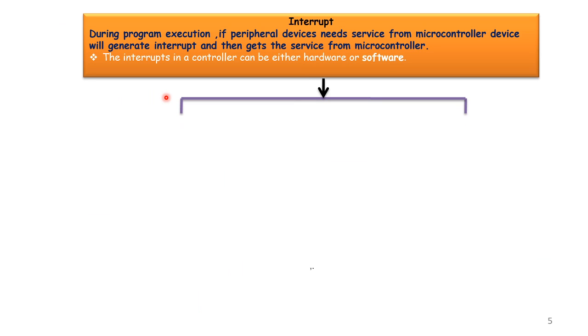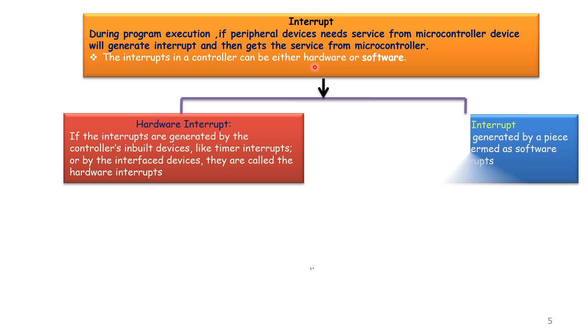Now let us discuss what an interrupt is. We define an interrupt as a disturbance to the microcontroller, and when this disturbance occurs, the microcontroller attends to that interrupt. During program execution, if a peripheral device needs service from the microcontroller, it will generate the interrupt and then get the service from the microcontroller. The microcontroller interrupts can be either hardware or software. So there are two types of interrupts, hardware interrupts and software interrupts.